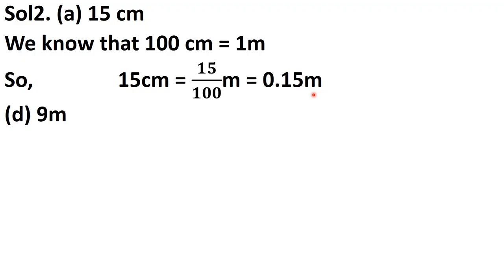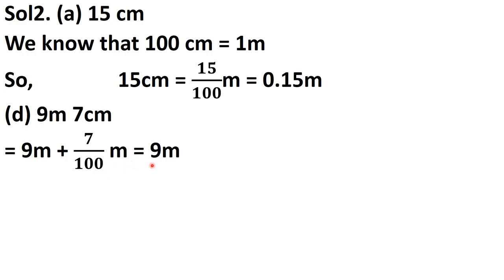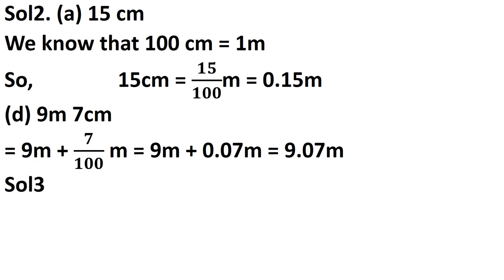Now, see its D part is 9 meter 7 centimeter. 9 meter plus 7 upon 100 meter. 9 meter plus 0.07 meter, which is equal to 9.07 meter. All the parts are same. Even every question is same. Only there is a need to find out the relation between the two units which is given and in which you have to convert. That's all.